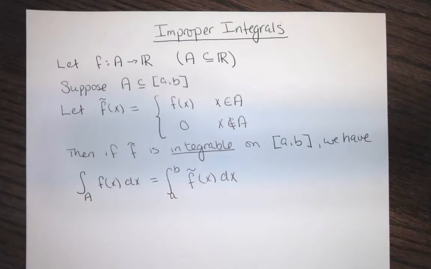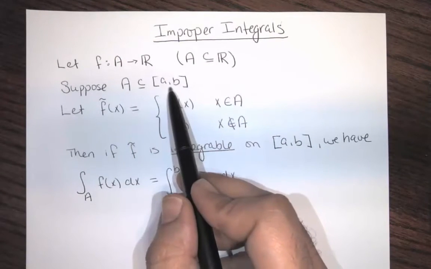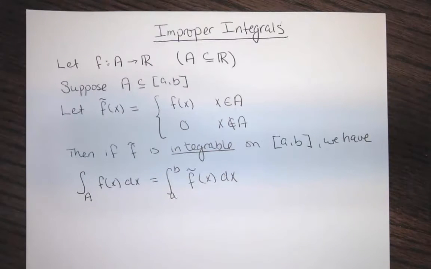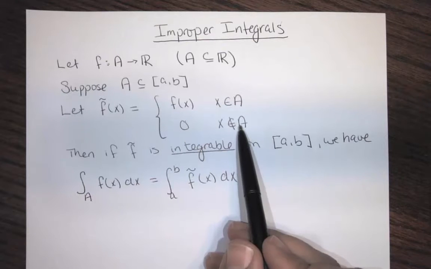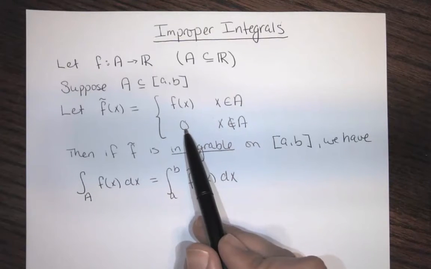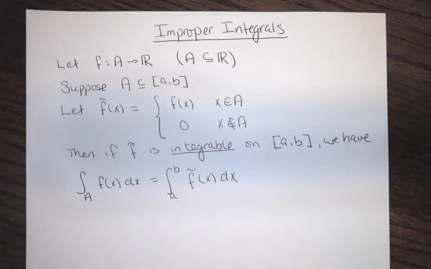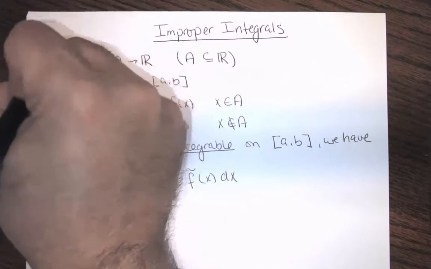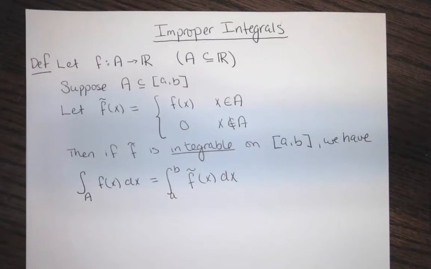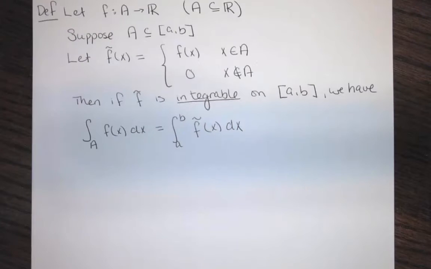And this makes sense because even though we're extending A to a closed interval, which allows us to bring into play the partitions of upper and lower sums, we're not adding anything to the area under the curve, because if x is not in the domain of f, right, then we have an area under the curve of 0. So we could think of this as our first definition or extension of the standard Riemann integration.